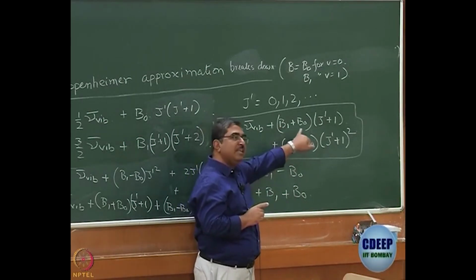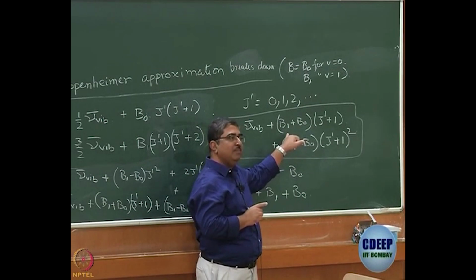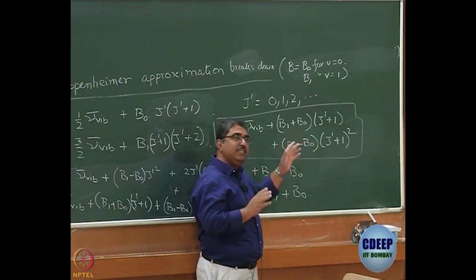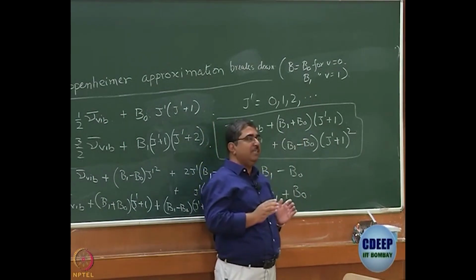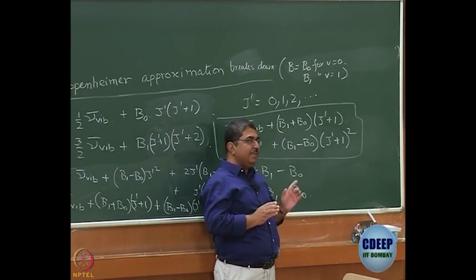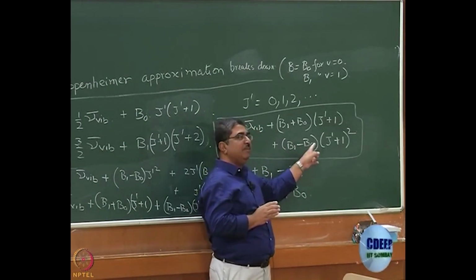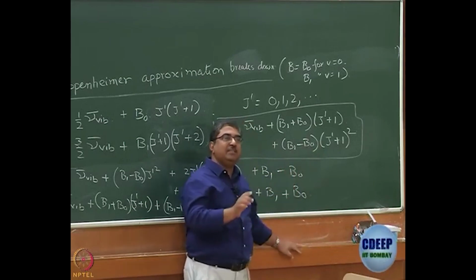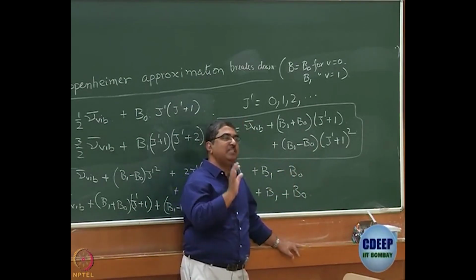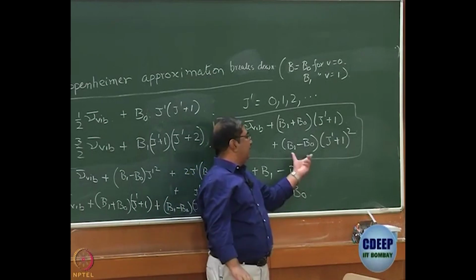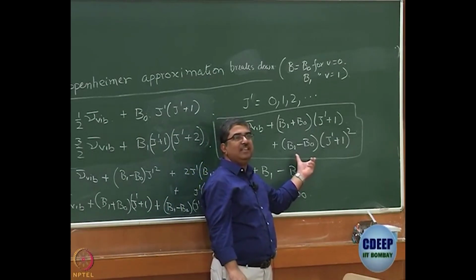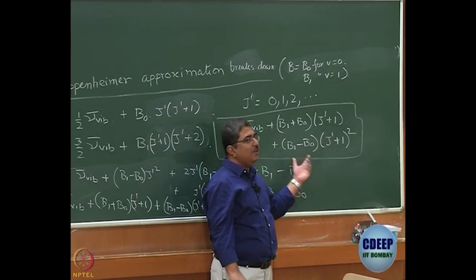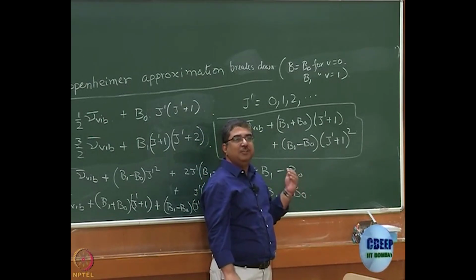Well, there is already some correction here. Instead of 2B, I have written B1 plus B0. But this third term is really the correction term that comes in the energy, and that is B1 minus B0 multiplied by (J' plus 1) whole squared. B1 minus B0, as you told me, is small. So, this third term that comes in as a correction is going to be important only for large values of J.